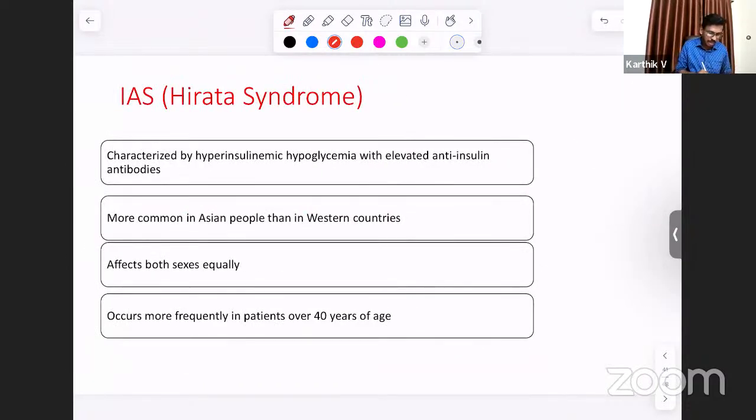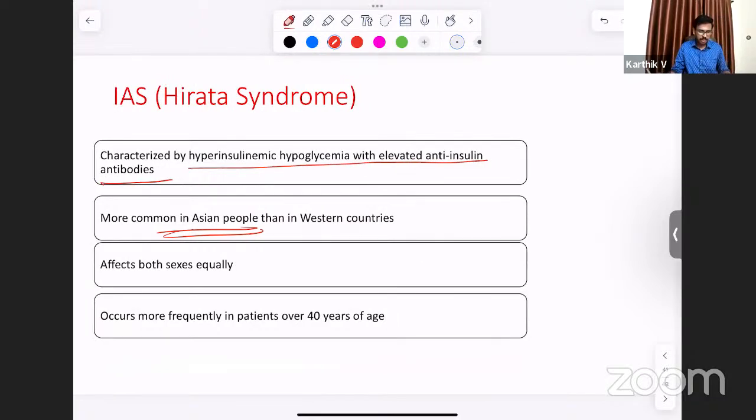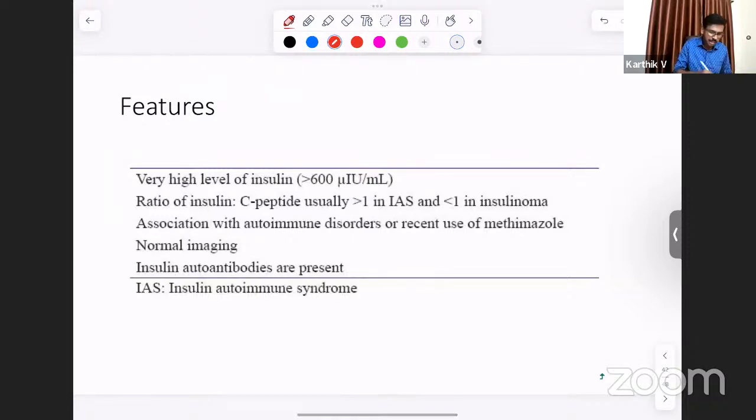Hirata is more common in Asian people due to certain genetic predisposition, and the patient would have hyperinsulinemic hypoglycemia with elevated anti-insulin antibodies. So the diagnostic criterion is very high levels of insulin. The ratio of insulin to C-peptide is usually more than 1. Why is the ratio more than 1? Because it is only the insulin that is sequestered in the antibody and not the C-peptide. So the levels of insulin will always be higher than C-peptide in a patient with Hirata syndrome.